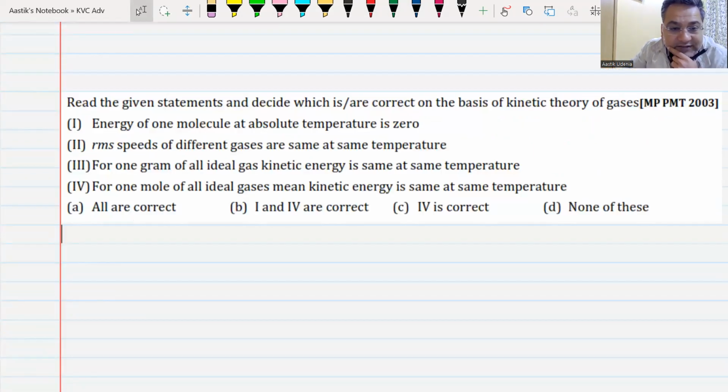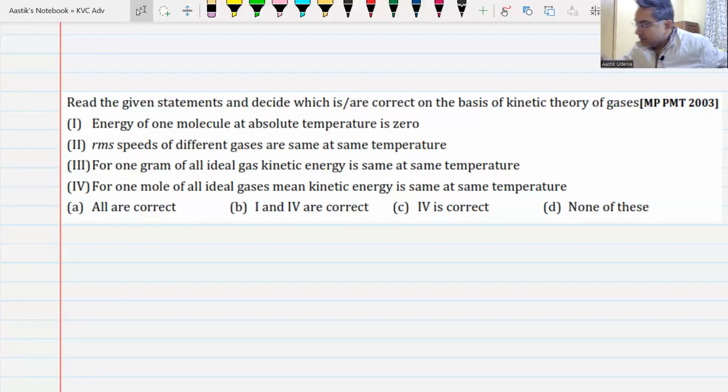Read the given statements and decide which are correct on the basis of kinetic theory of gases. I'll give you a minute to think about it. So, which one is the correct option? Option number 1, energy of a molecule at absolute temperature is 0. True or false? False, sir. I told you that they have potential energy.